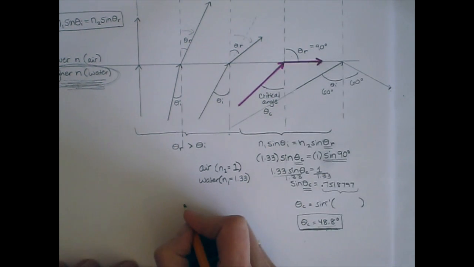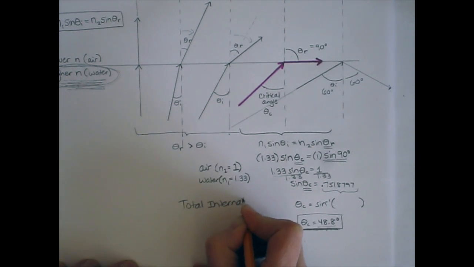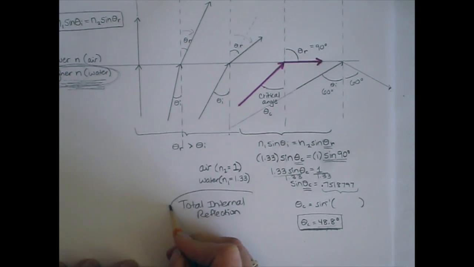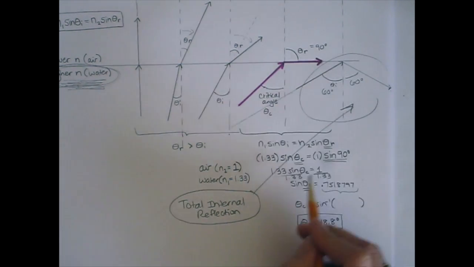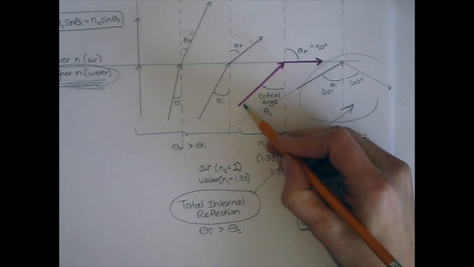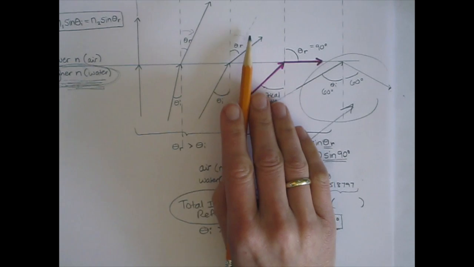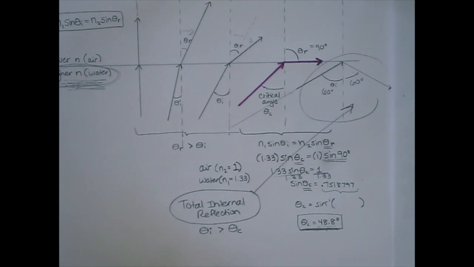And this whole phenomenon is called total internal reflection. It will occur whenever the incident angle is bigger than the critical angle. It's called critical because it's a turning point between when you get a refracted ray outside and when you get a reflected ray back inside the material.